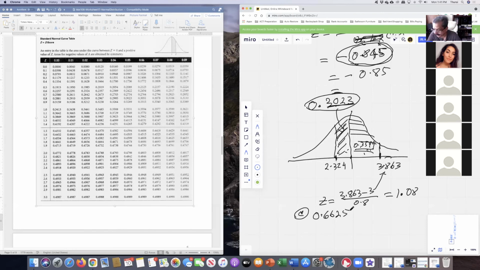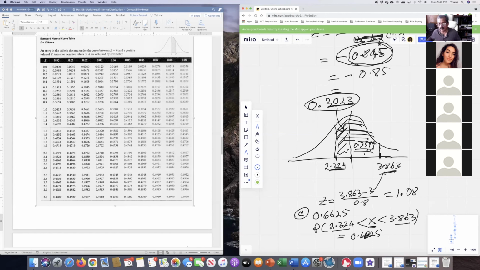Now the question can be different. Instead of talking about area, the question can say, what is the probability that the random variable is between 2.324 and 3.863? The area for the random variable to be between this and this is the same as this entire area, and that's what we just found. So 0.6625 is your answer for that question also.